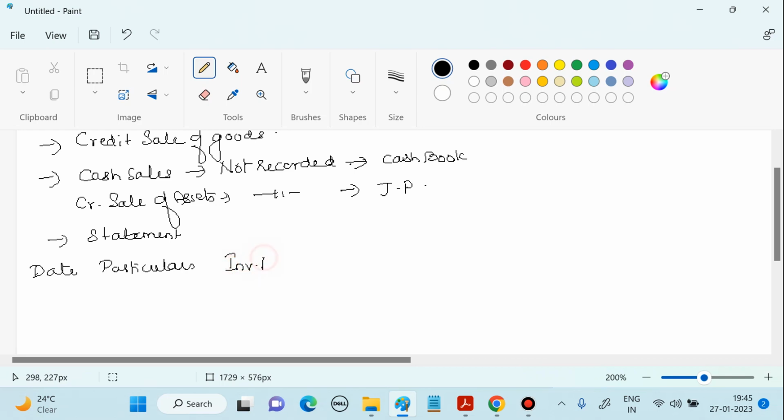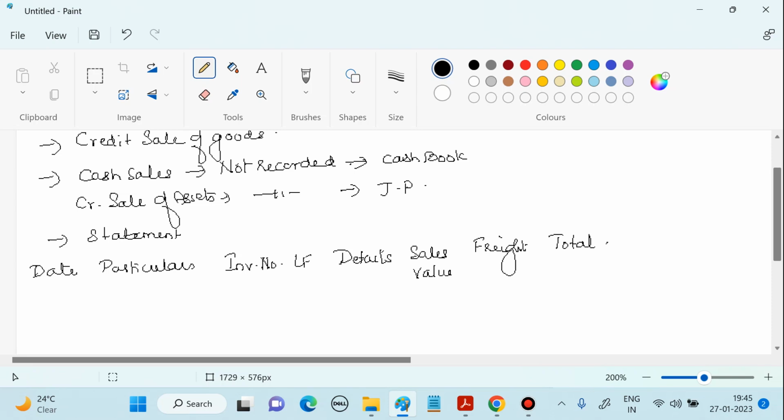Then the next column will be the invoice number column, followed by the ledger folio. Then again the details of whatever has been sold would be here. Then that would be separated, and instead of cost, we'll have sales value. Then the different expenses like freight, packing, whatever it is, we'll have separate columns, and then the total column. This is how we are going to record in the sales book.